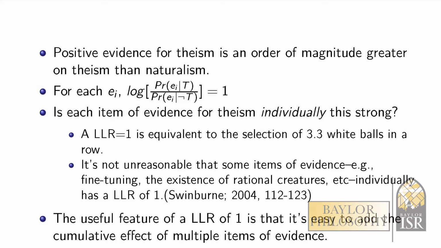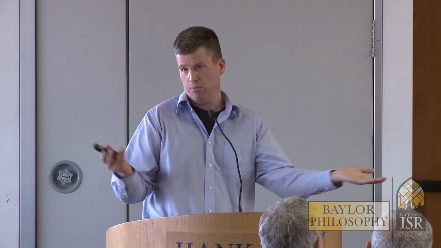Now you might think, is the individual evidence for theism this strong? Well, an LR of 1 is like the selection of 3.3 white balls. I don't know how you feel about that, but Royall thinks that's pretty strong evidence, though not conclusive evidence. And it's not unreasonable to think that for some items of evidence, like fine-tuning, the existence of rational creatures, moral obligations, your log likelihood ratio is going to be 1 or even greater. I'm really not committed to what the value is. I just want to put the framework up there for people to think about.